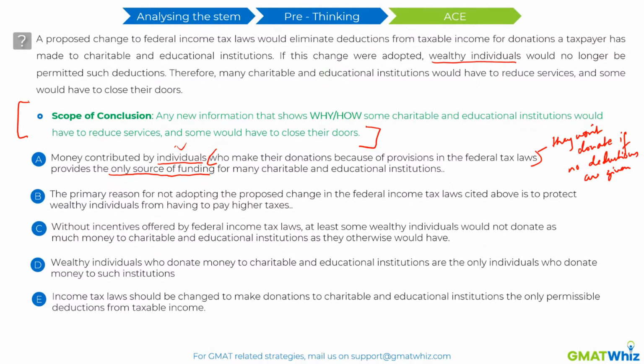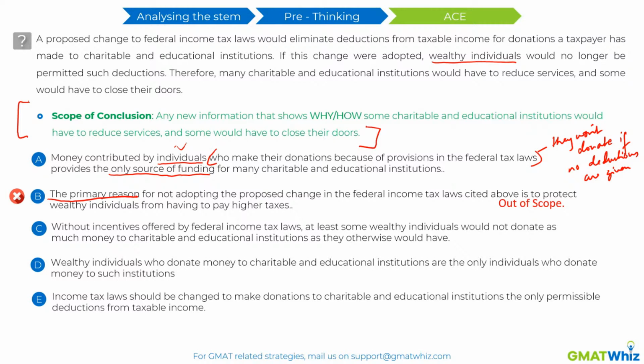B, the primary reason for not adopting the proposed change in the federal income tax laws cited above is to protect wealthy individuals from having to pay higher tax. Do we care about what is the reason behind removing the deductions? No, we don't. This is totally out of scope. This won't tell me how charitable institutions would close their doors. The reason why this proposed change is being set into motion is not our concern. So this is definitely out.